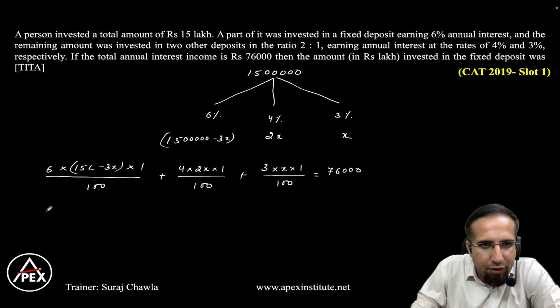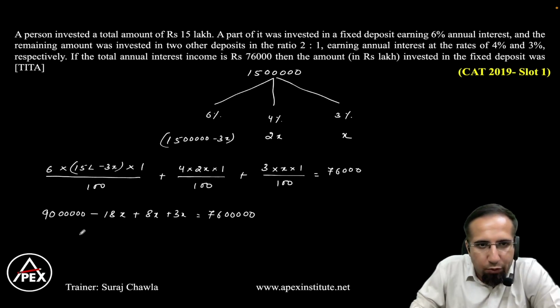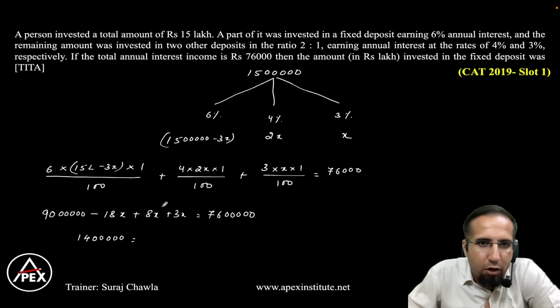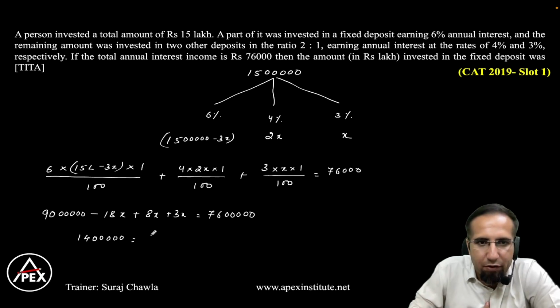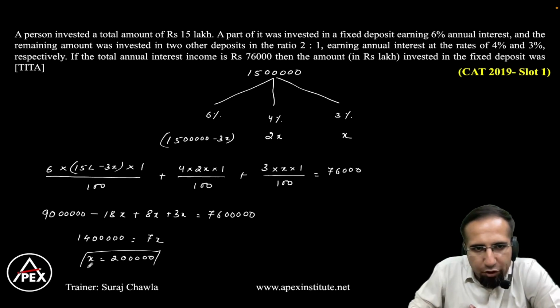Okay, so 6 into 15 will give us how much, guys? 90 lakhs. Minus 6 threes will give us 18x. Plus this will give us 8x. Plus this will give us 3x. And this 100 when multiplied will give me 76 lakhs. So when I subtract these two, what do we get here? We get 14 lakhs is equal to, 18 minus 11 is 7x. Or the value of x is equal to 2 lakhs.